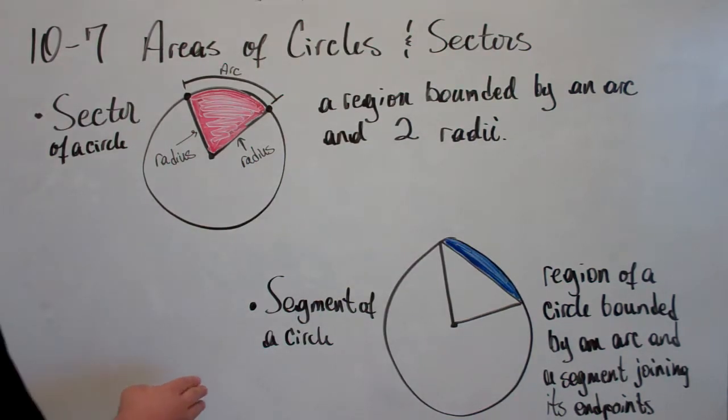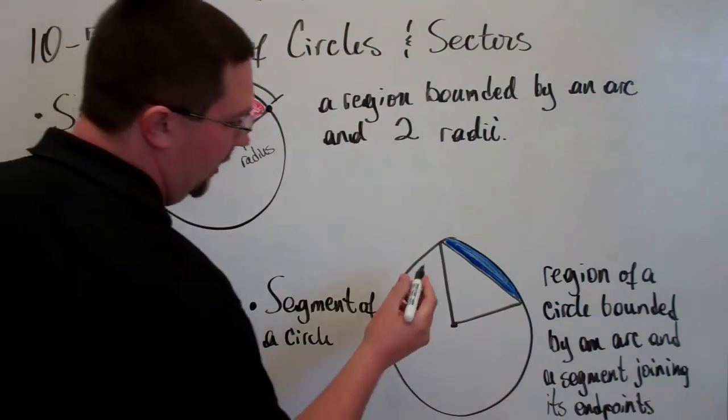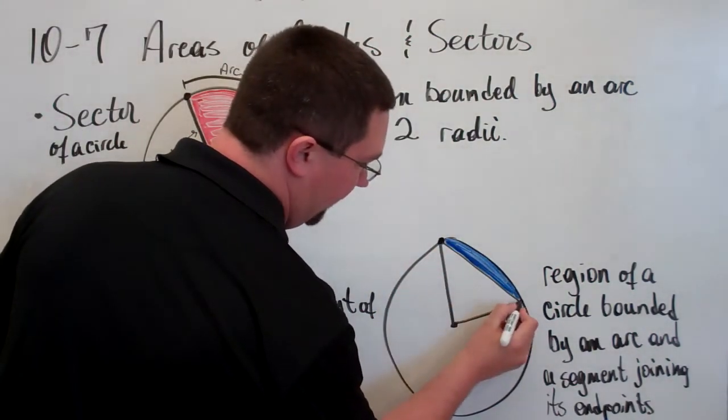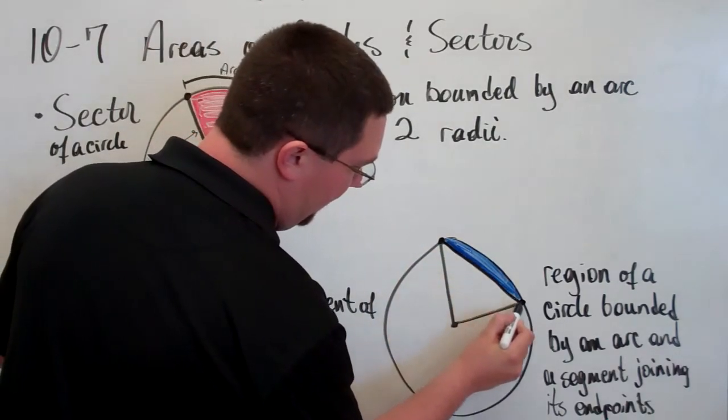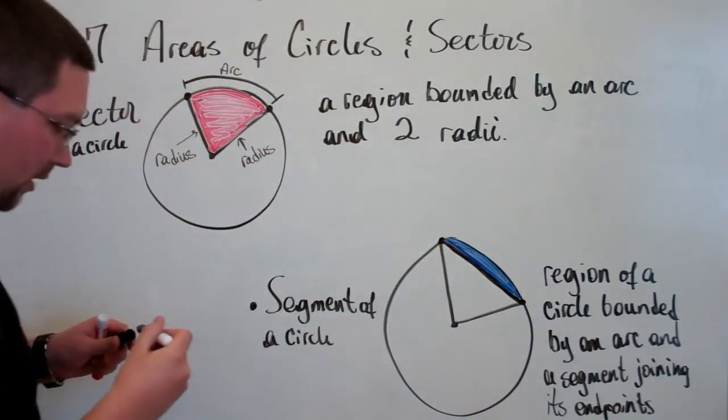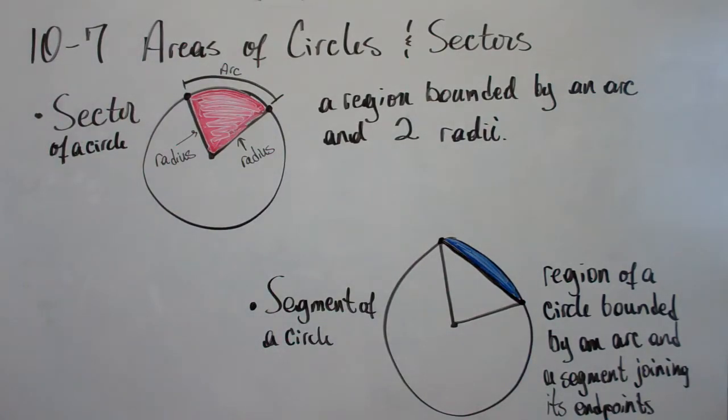Now your next one is segment of a circle. A segment of a circle is a region of a circle bounded by an arc and a segment joining its endpoints. So now we have this arc here, and as you can see, we've drawn a line connecting the endpoints of the arc. So that blue area now is what's called a segment of a circle.